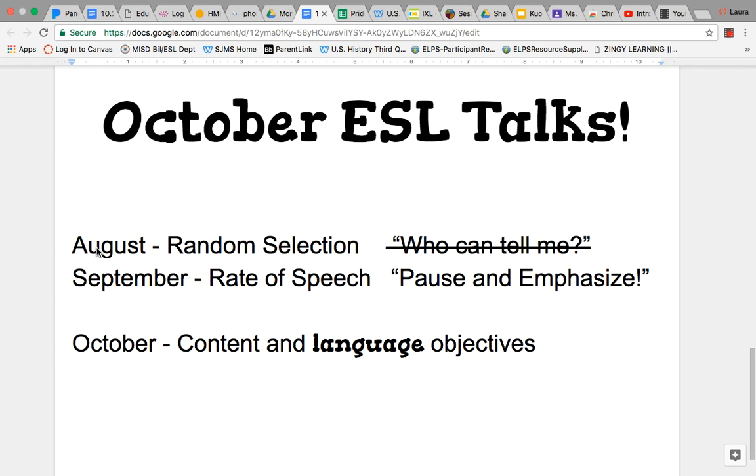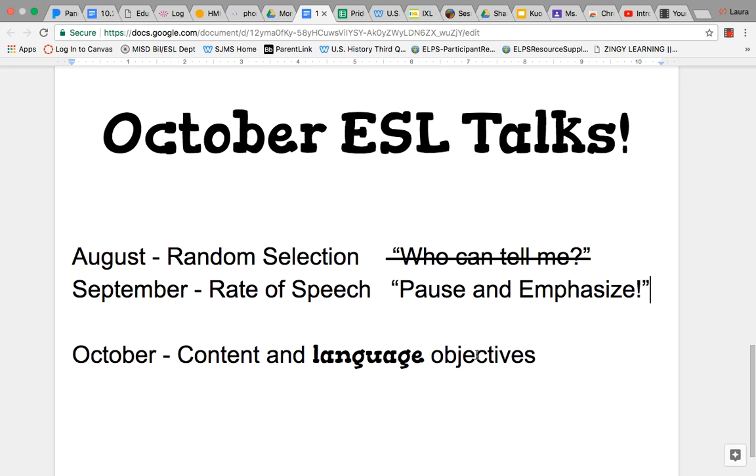Just to remind you, our first ESL Talks was about random selection. We all signed that oath to try our best to use strategies to randomly select students and increase engagement and participation. September's ESL Talks was about rate of speech, to pause and emphasize words so that we can reach even our intermediate listeners. And October's focus is content and language objectives.